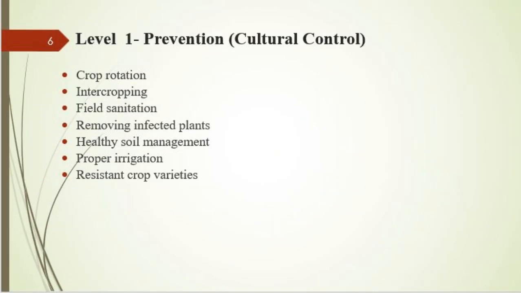Cultural and sanitation practices, the foundation of IPM. The largest part of the pyramid is cultural and sanitation practices. Why is it the largest? Because prevention is always better than cure. These practices make the environment unfavorable for pests before they become a problem. Examples include crop rotation, intercropping, field sanitation, removing infected plants, healthy soil management, proper irrigation, and resistant crop varieties.